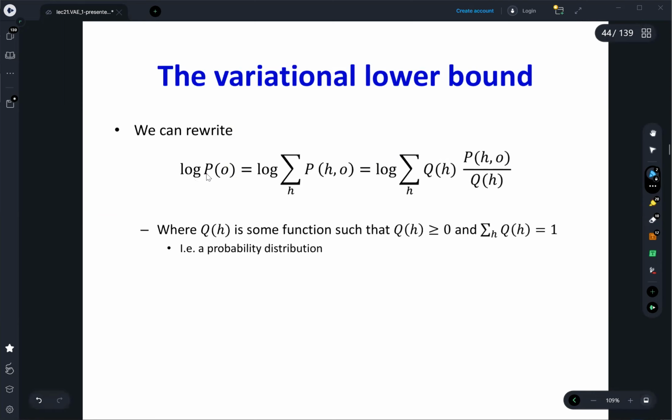Now, again, observe that the log of P of O, where O is the observed data, is the log of the summation over H, where H are the components of the data that we didn't observe, or the components of the generation process that we didn't observe. So this is the log of the summation over H of the joint probability of H and O. This doesn't change if I multiply and divide by a Q of H, where Q of H is some other probability distribution over H, right?